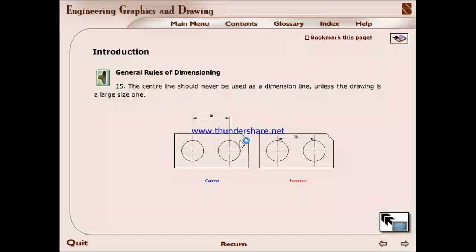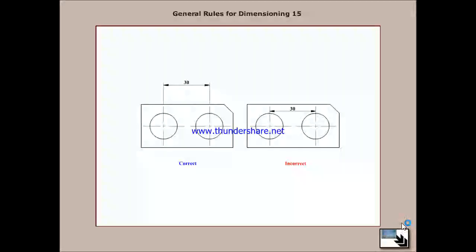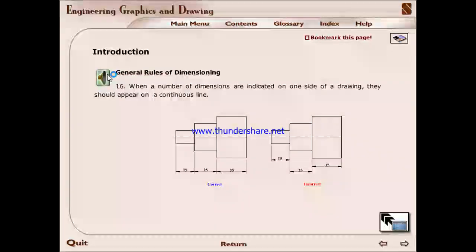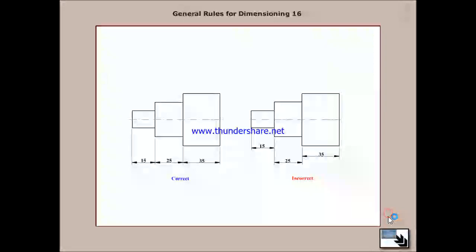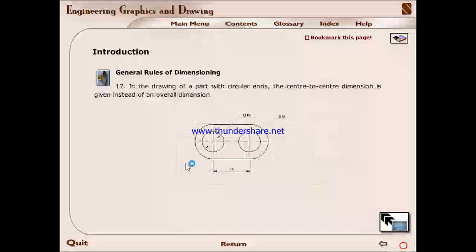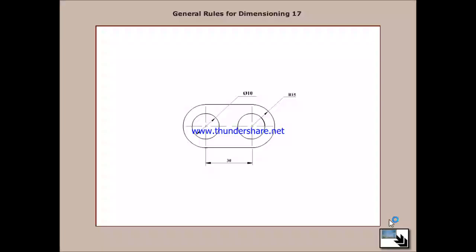The center line should never be used as a dimension line unless the drawing is large size. When dimensions are indicated on one side of a drawing, they should appear on continuous line. In the drawing of a part with the circular end, the center-to-center dimension is given instead of an overall dimension.